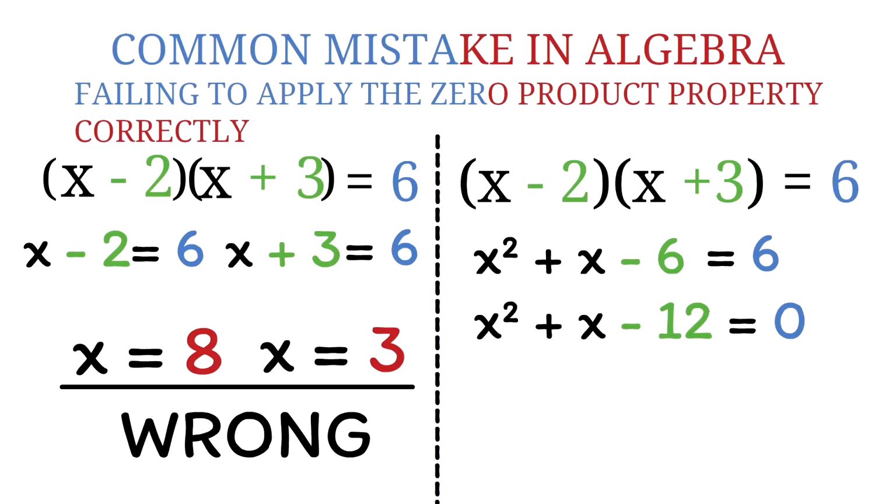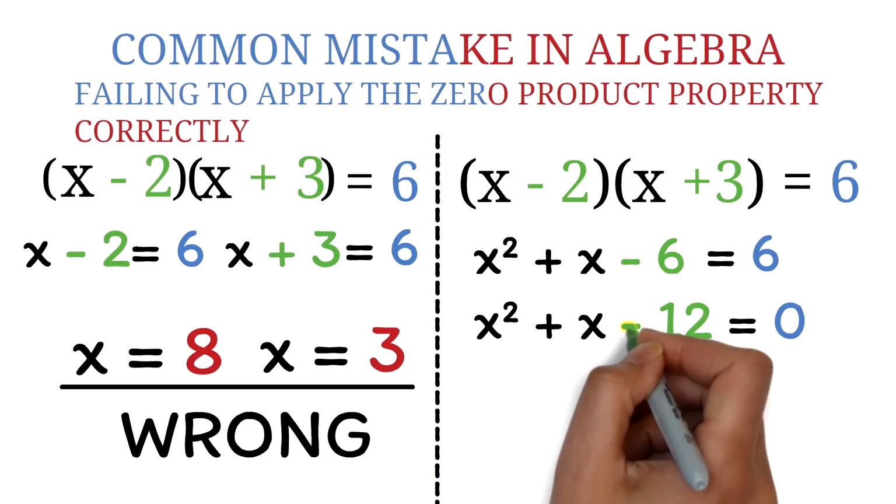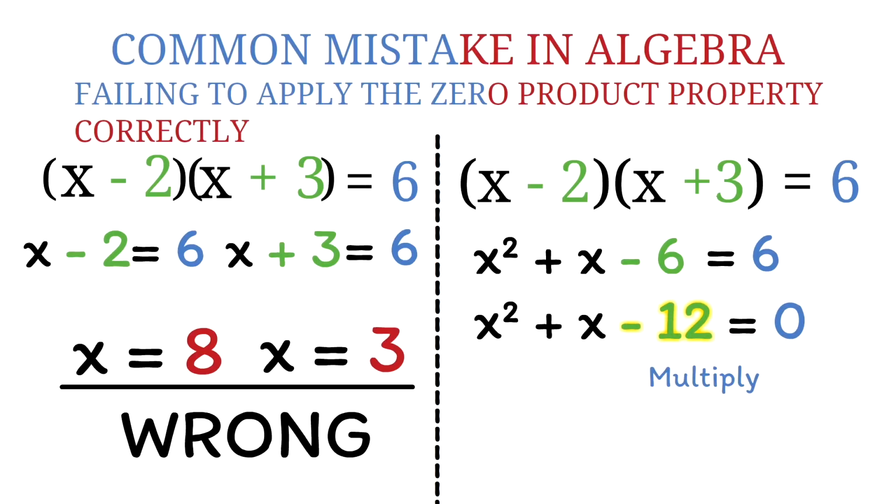Now let's factor this quadratic expression. To factor it, all we need to do is find two numbers that multiply to get the constant term. In this case, it's negative 12. Those same two numbers must also add up to the coefficient of the x term, which is 1. This takes some trial and error and depends mainly on how good your multiplication is. The two numbers here will be positive 4 and negative 3.